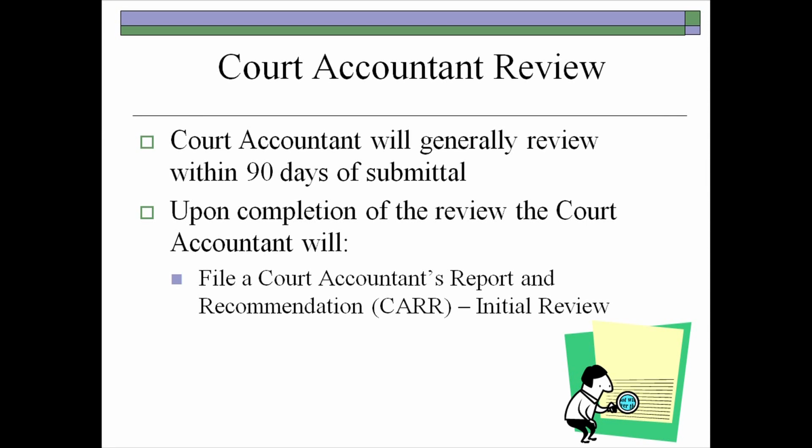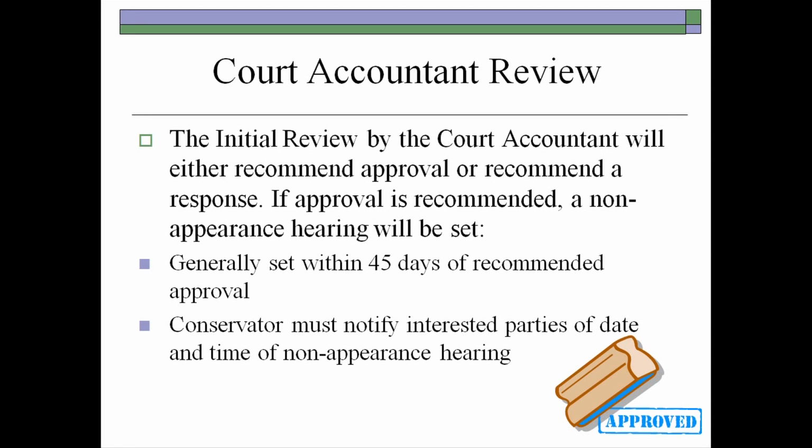The court accountant will generally review your annual accounting within 90 days from your filing of it. Upon completion of the review, the court accountant will issue a court accountant's report and recommendation. The initial review will either recommend approval or recommend a response. If approval is recommended, the court accountant will set a non-appearance hearing date generally within 45 days, and you'll get the copy of that report that gives you the hearing date and time, and notice that it is a non-appearance, and it's your responsibility to provide notice to interested parties of that date and time.